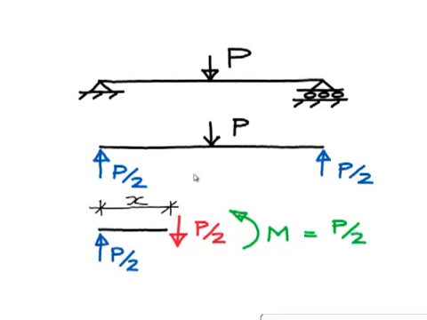Look carefully. The value P upon 2 for the shear force is a constant regardless of where I've made the cut x in the left-hand side of the beam. And look carefully at the bending moment. The bending moment varies linearly with the value of x.